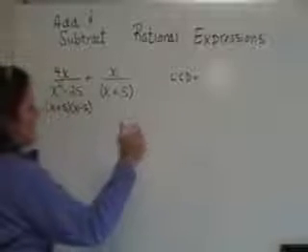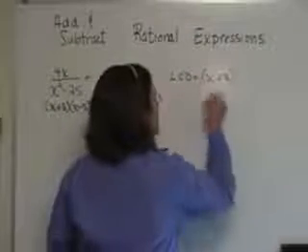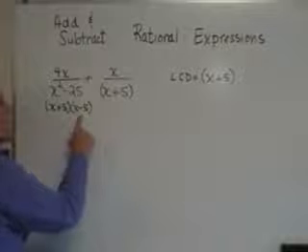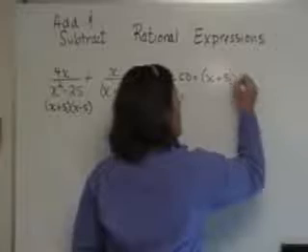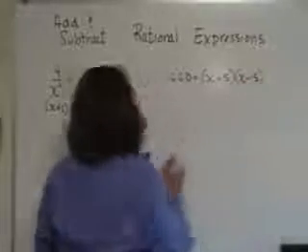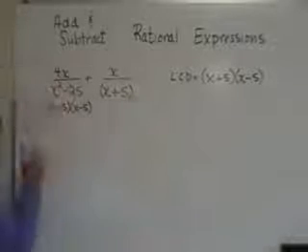One time is the greatest number of times that x plus 5 occurs. I will use that in my LCD. X minus 5 occurs here once. X minus 5 does not occur here at all. I must use it once because it occurs once in one of my two denominators. That's my least common denominator for these two fractions.